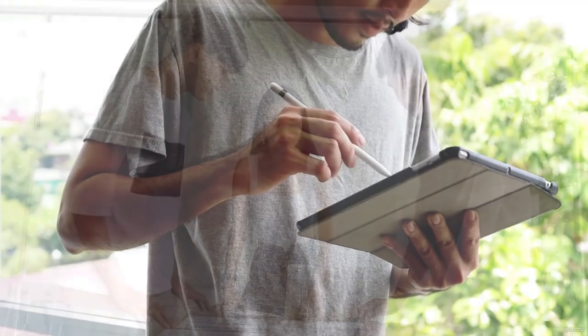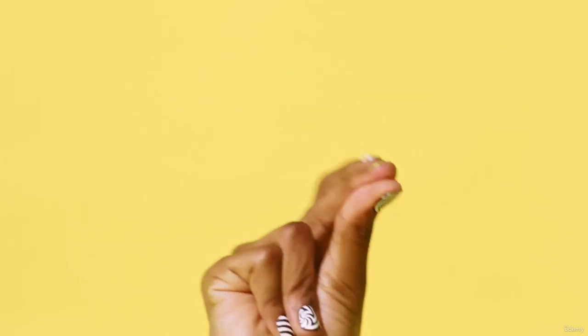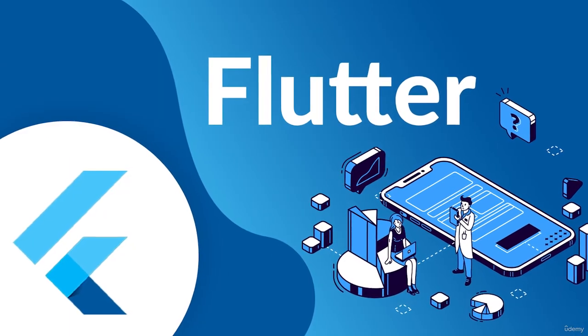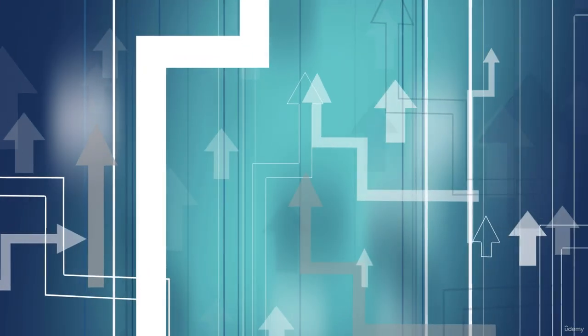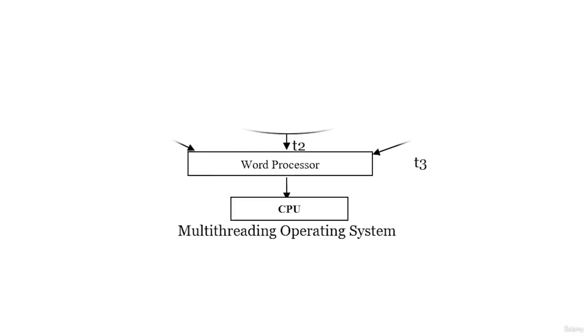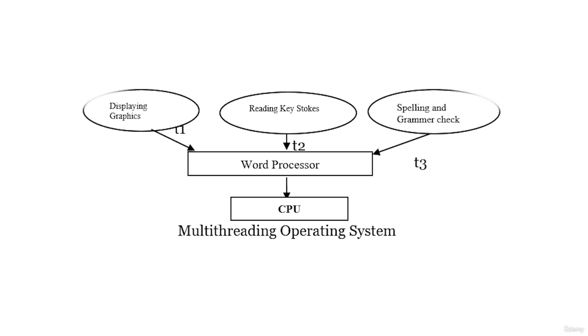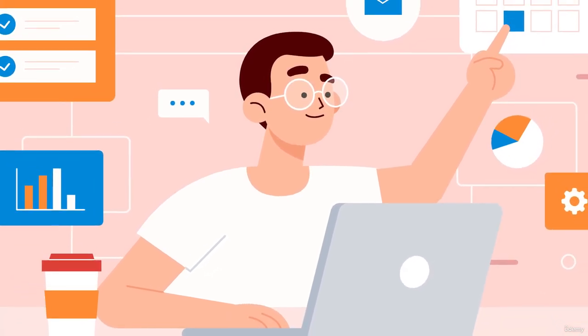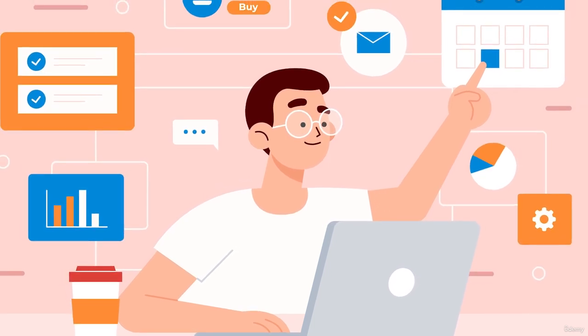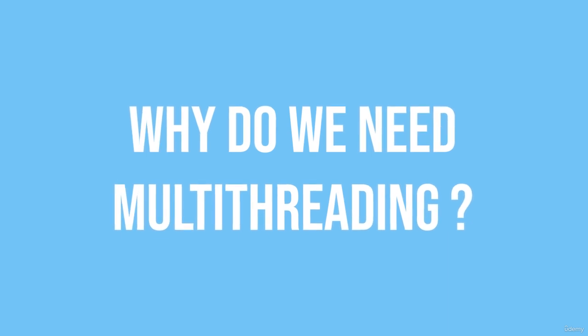In this video, I would like to show you an easy way of using multithreading in your Flutter projects. So let's start by responding to the question, what is multithreading? Well, to put it simply, it's the ability of a single core in the CPU to provide multiple threads of execution concurrently. It basically means that we can run multiple tasks simultaneously on a single core of the CPU.